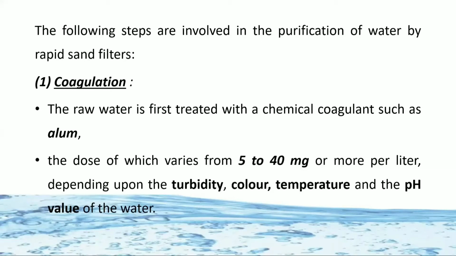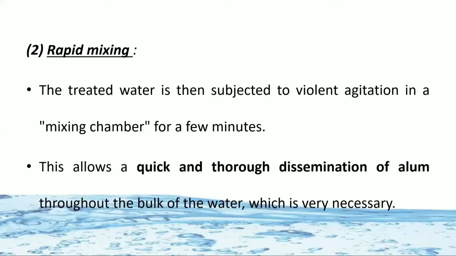You can see the difference from the slow sand filter. First we store the water, so the first step is storage. Here the first step is coagulation. At first we treat the raw water with alum, the dose of which varies from 5 to 40 mg or more per liter of water, depending upon turbidity, color, temperature and pH value of the water. So first we add the alum into the water. Then the second process is rapid mixing.